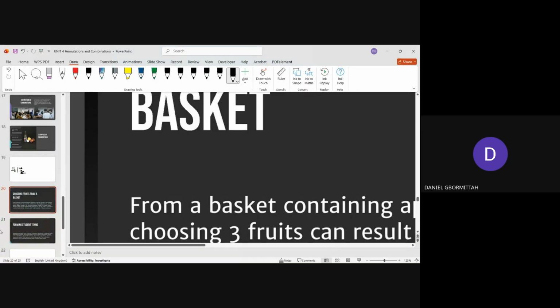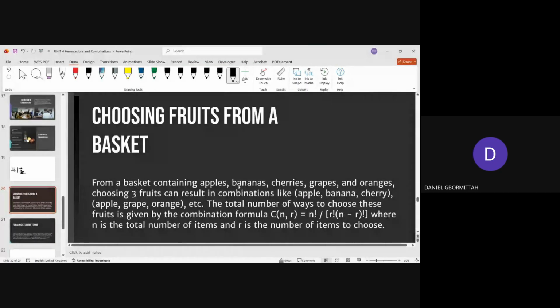Now we come to a basket containing, let's look at this example and see if you can do it for me. You have the basket which contains apples, bananas, cherries, grapes, and orange. Choosing 3 fruits can result in combinations like apple, banana, cherry, apple, grape, orange, and so forth. But computing this, look for the number of ways you can do that.